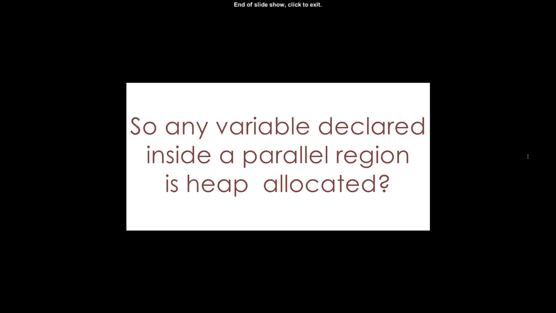Okay. So the question is, is any variable declared inside a parallel region heap allocated? No. Just declaring a variable inside a parallel region will typically make it stack allocated. So the actual variable you declare is stack allocated. That's the mechanism by which it becomes private to a thread. But you can, for example, have a pointer which is private to a thread. So every thread has its own copy of the pointer.